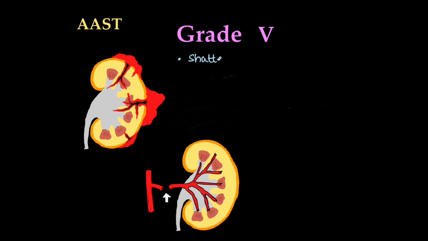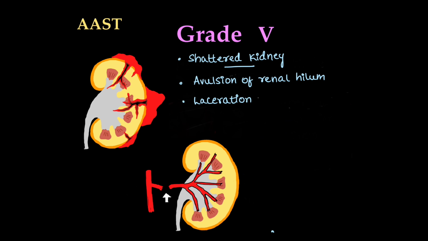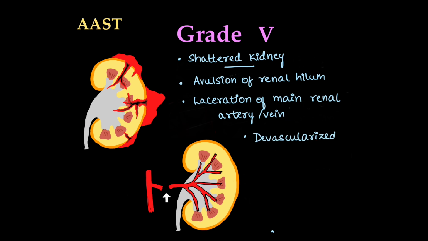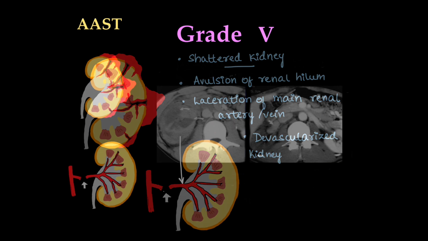Now we have the last grade, that is grade 5, which you all know. It is the shattered kidney. It can also involve avulsion of renal hilum, that also comes under grade 5, or there can be laceration of main renal artery or vein. This also comes under grade 5, and devascularized kidney, also grade 5.